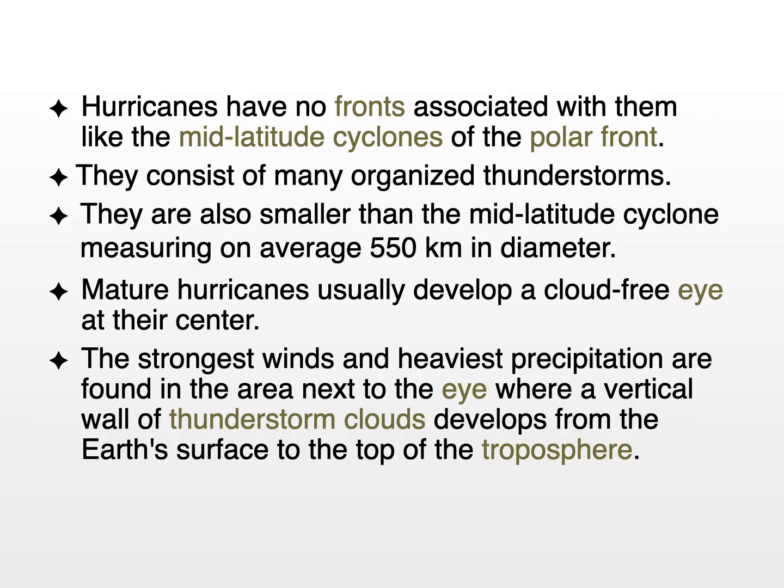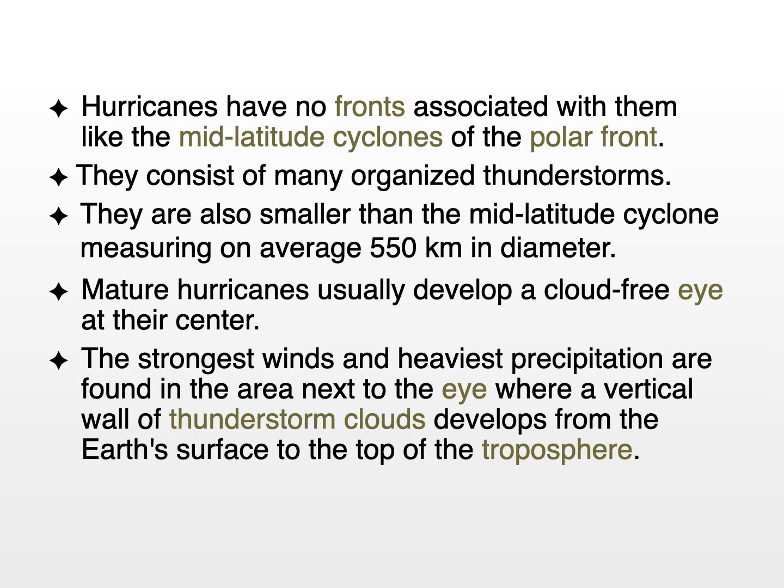Hurricanes are quite dissimilar from mid-latitude cyclones. They don't have fronts. They're not associated with the mixing of warm and cold air like mid-latitude cyclones, which occurs at the polar front. They are basically generated by just warm air that develops over warm seas. And they consist of many organized thunderstorms. So there are hundreds of thunderstorms taking place in a hurricane over its lifespan.